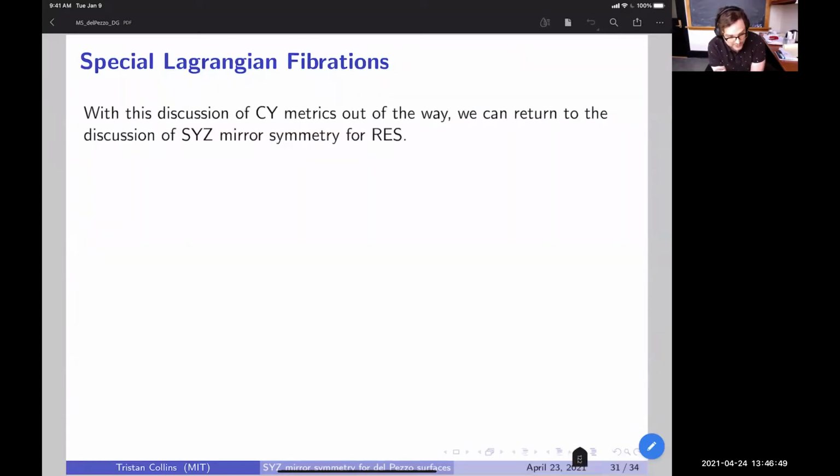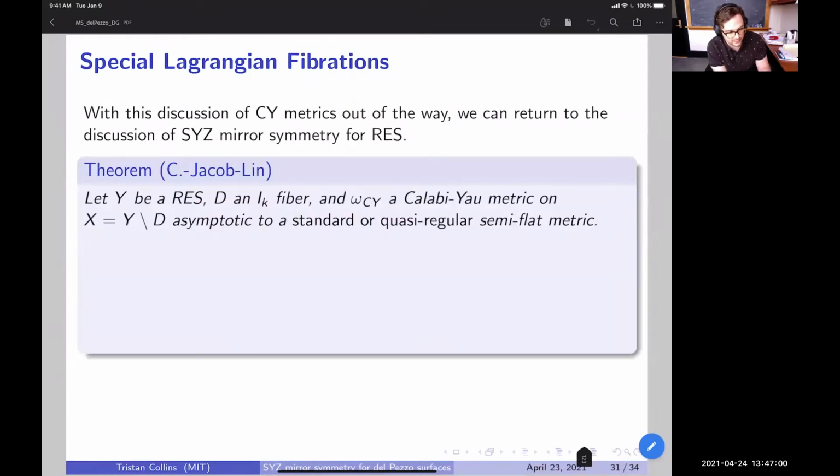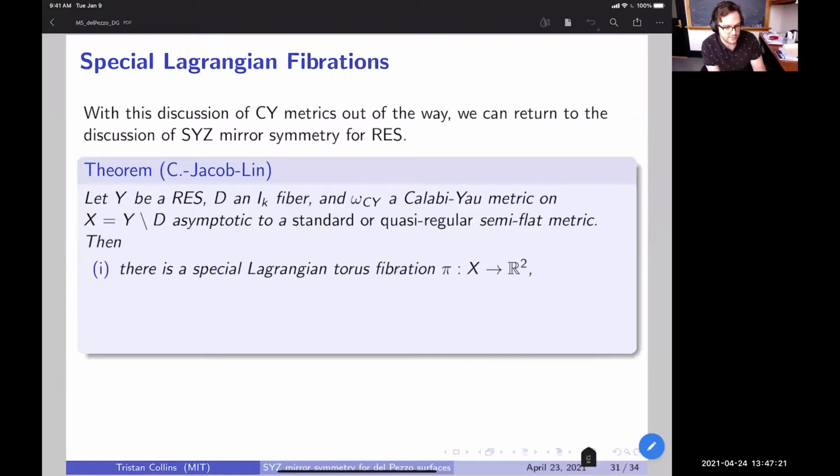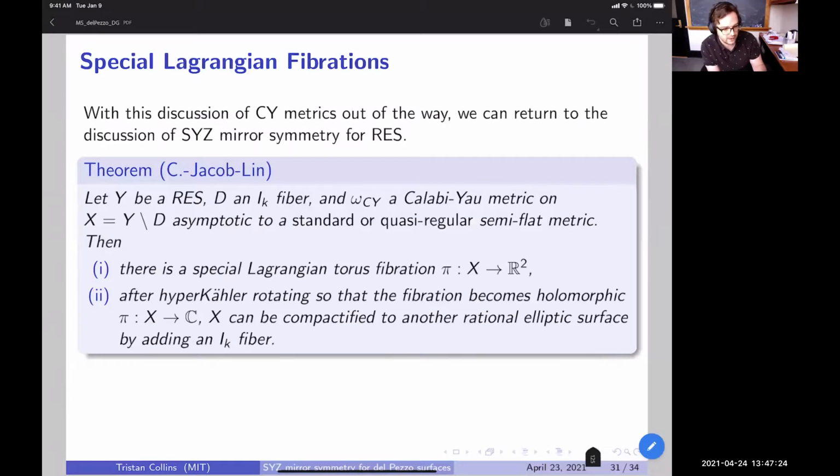Okay, so special Lagrangian fibrations. With this discussion of Calabi-Yau metrics out of the way, we can turn to this SYZ picture. The theorem is that the same thing that we applied in the case of Del Pezzo surfaces works here. If you take any single one of these Calabi-Yau metrics on the rational elliptic surface, remove an IK fiber, which is asymptotic to any of these semi-flat metrics, which is not topologically obstructed from having a special Lagrangian fibration, then you can produce a special Lagrangian fibration whose base is R2. And you can, again, hyperkähler rotate and compactify to get another rational elliptic surface. So there's some way of changing rational elliptic surfaces by these SYZ fibrations, moving around in the moduli of rational elliptic surfaces with an IK fiber.